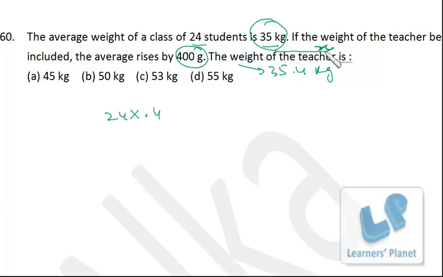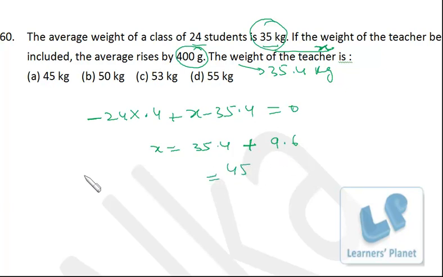Teacher's weight is x. So deviation of x and 35.4 is x minus 35.4, right? So sum of the deviations must be 0. So x is equal to 35.4 minus 24 into 0.4, that is 9.6. I'm sorry, this deviation is actually negative, so here it will be positive. So 35 plus 9, 44, plus 1, 45. So weight of the teacher is 45 kilogram. Okay.